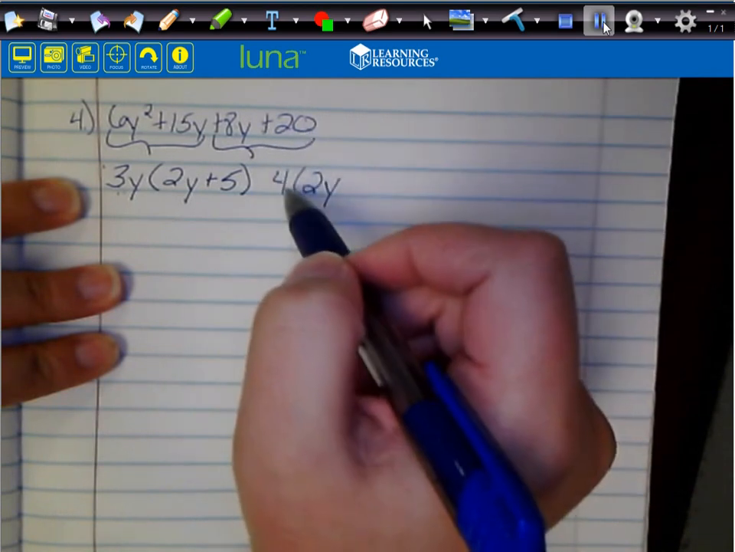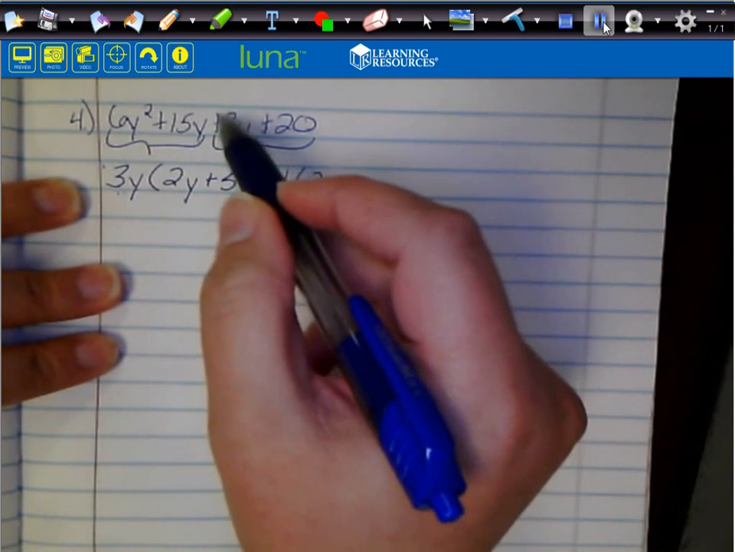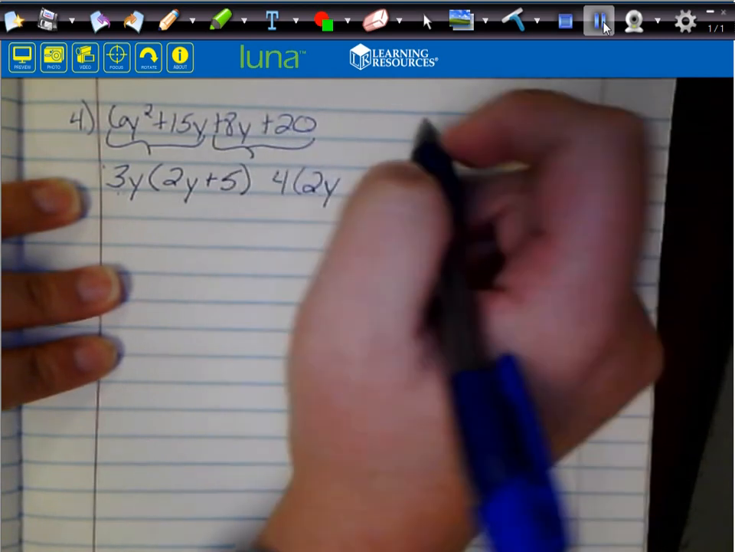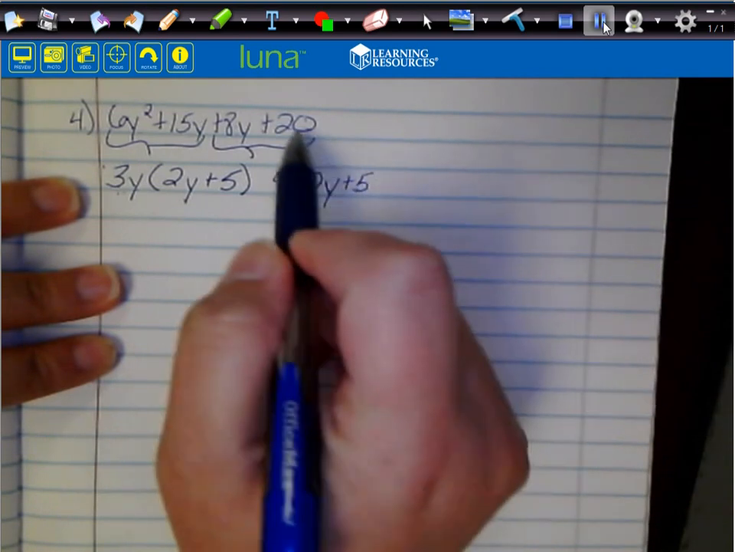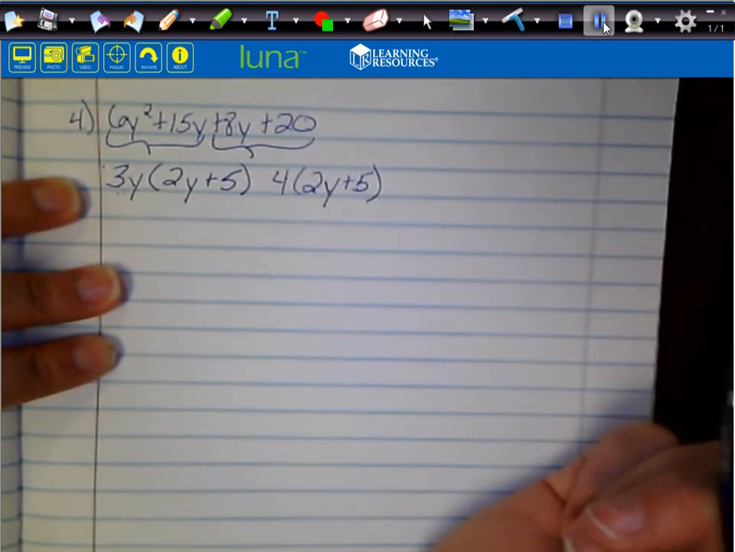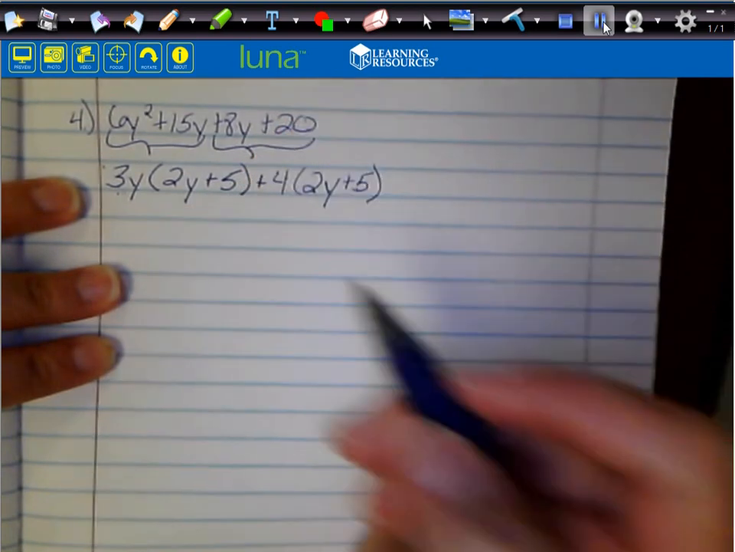I just took out the 4, so I say 4 times 2y is 8y. And I say 20 divided by 4 is 5, or 4 times 5 is 20. Close those parentheses. This 4 is positive.